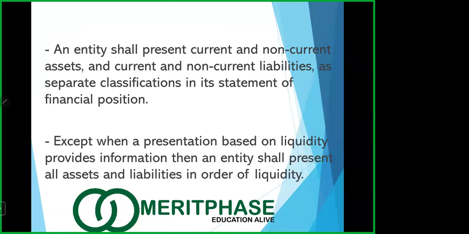An entity shall present current and non-current assets and current and non-current liabilities as separate classifications in its statement of financial position. That we discussed. All the assets should be classified as current and non-current? Correct? Yes. And all your liabilities also classified as current and non-current, except when a presentation based on liquidity provides more relevant information, then an entity shall present all assets and liabilities in order of liquidity. What they are saying is, if you find a different presentation method is much better and useful, then you go to that. And even the liquidity basis is also one acceptable method.